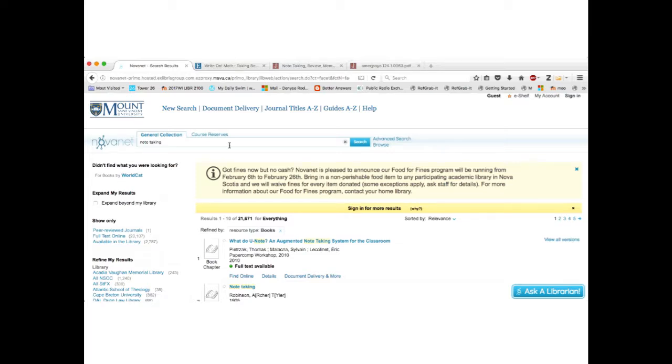So I'm just going to set the timer for 3 minutes and see if you can go to the Mount Library and search for a book or a journal article and make sure that you can get to the full text of it. You're going to hear a little ring when the timer is off. But in the meantime, if anyone does it, just let us know in the text box if you've been able to do it.